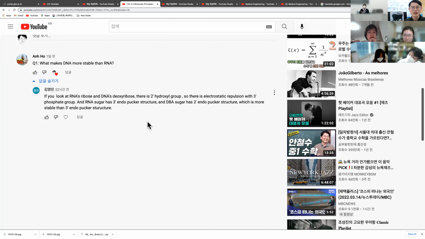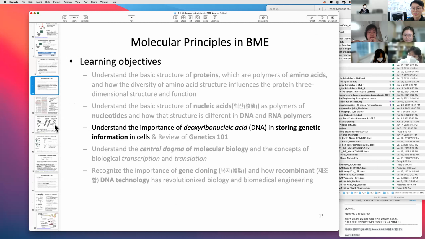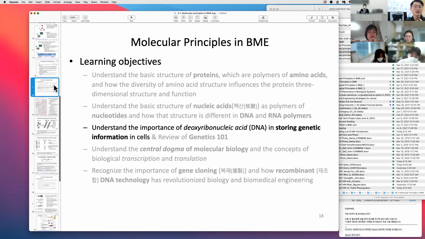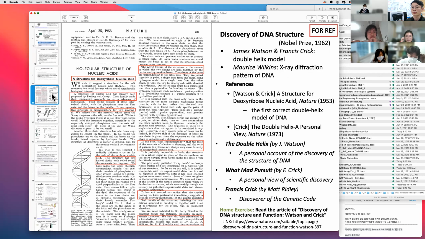I'm sure this is not the only answer, but you pointed out something very important in terms of the structural aspect. So I think what you actually said is relevant to the next stage. So let's move on. I think we can actually move on to the next stage.